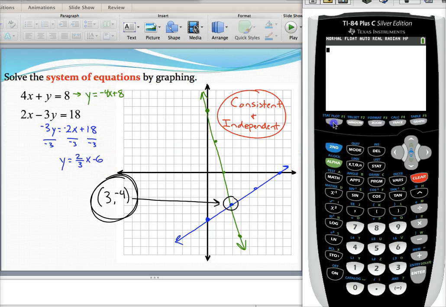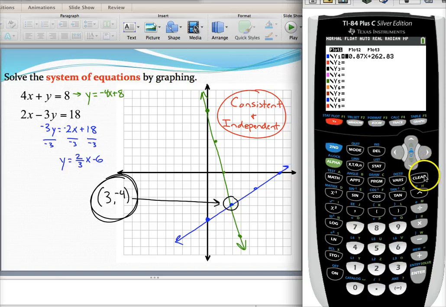So select y equals, and if there's anything in there, make sure you clear it out. If your plots are highlighted like mine are, go up and press enter to unhighlight them. We don't want those plots turned on. So let's graph this equation. We've got negative 4x plus 8. And my second equation was 2/3, we can just do that as a fraction, x, and then minus 6.